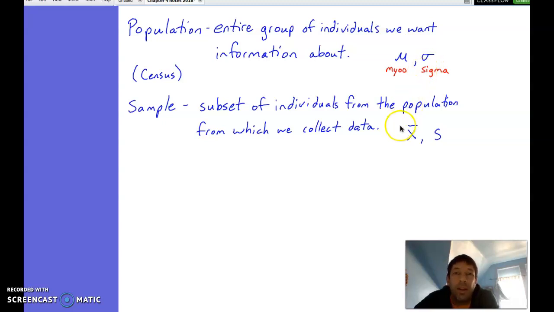When we talk about the sample, we're talking about statistics. Okay? So for statistics, we use x bar for the mean and we use S for the standard deviation. That way people know if they see mu and sigma, they know you've gotten your information from the entire population. And if they see x bar and S, they know you've gotten it from a sample. Okay.